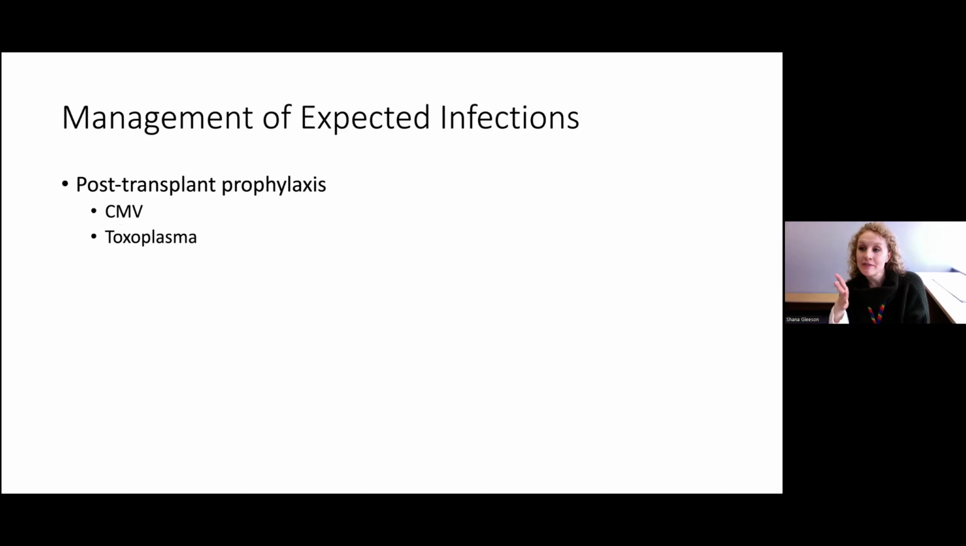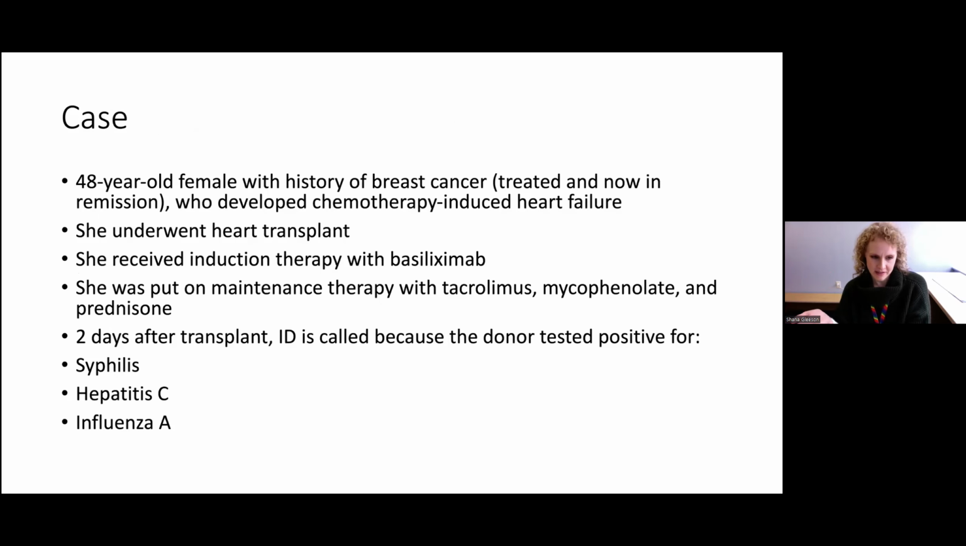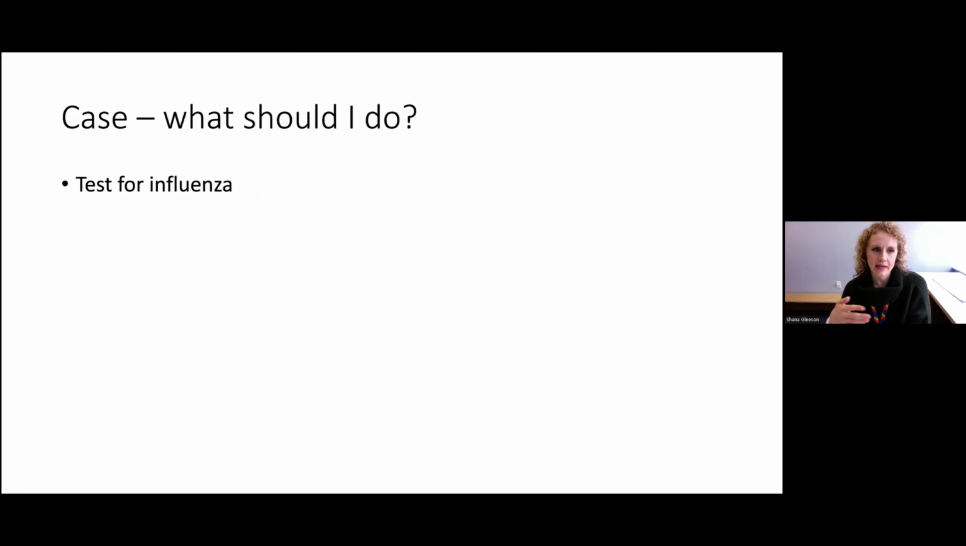So for things like CMV and toxoplasma, they're not contraindications. You give post-transplant prophylaxis with things like Valcyte and Bactrim. If you know that a donor had positive blood cultures, you're going to plan to be giving 1 to 2 weeks of antibiotics to your recipient post-op, or for things like Hep C, you're going to plan to treat the patient.